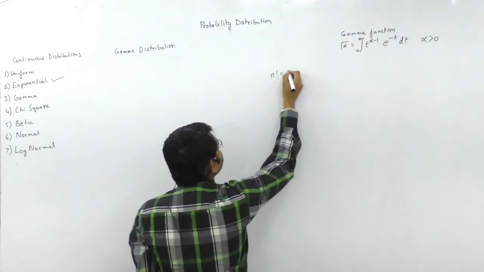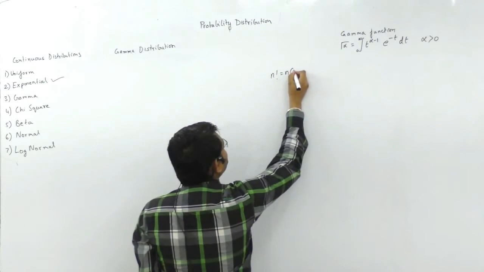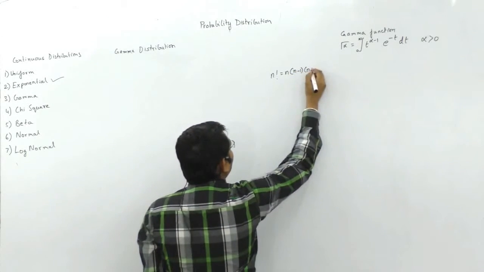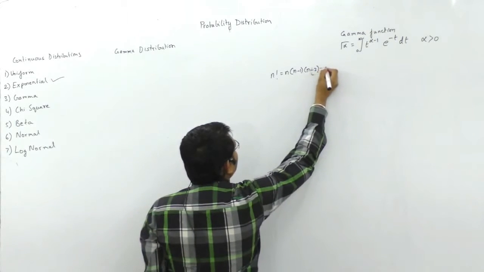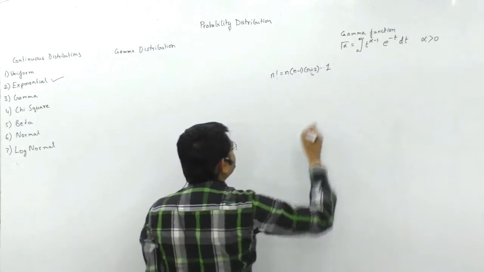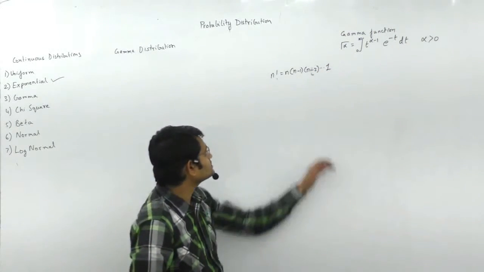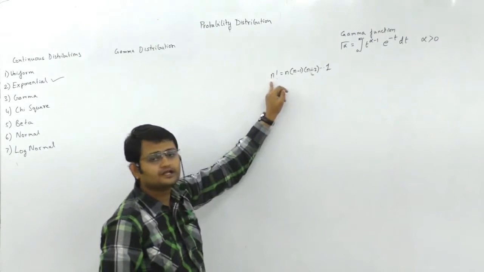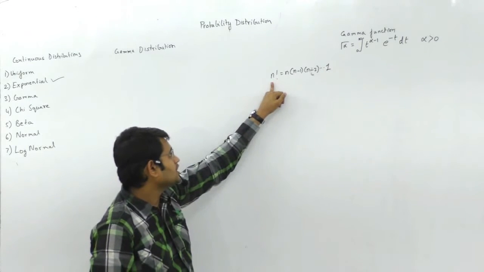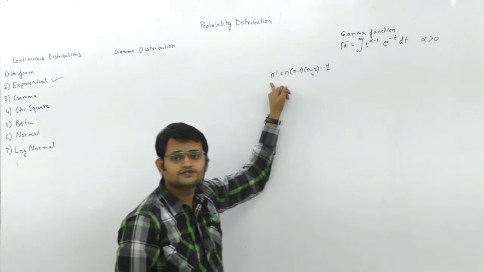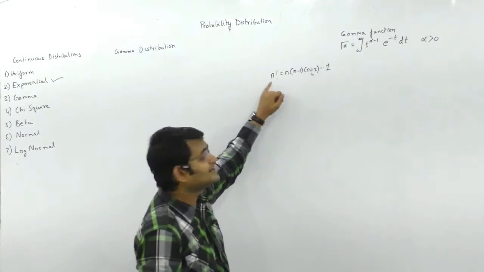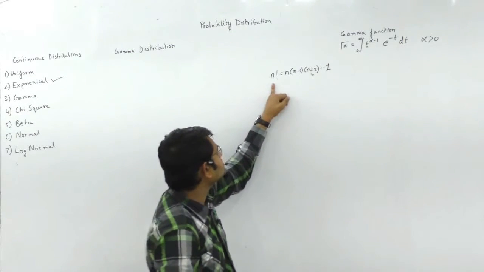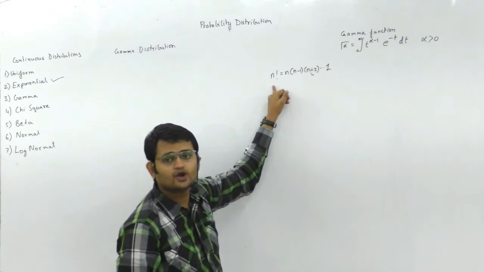N factorial is nothing but the multiplication of n into n minus 1 into n minus 2, till the last we get 1. So you can say it is nothing but the multiplication of all natural numbers up to this value n. Now the limitation of this factorial function was that n can only be a positive integer.